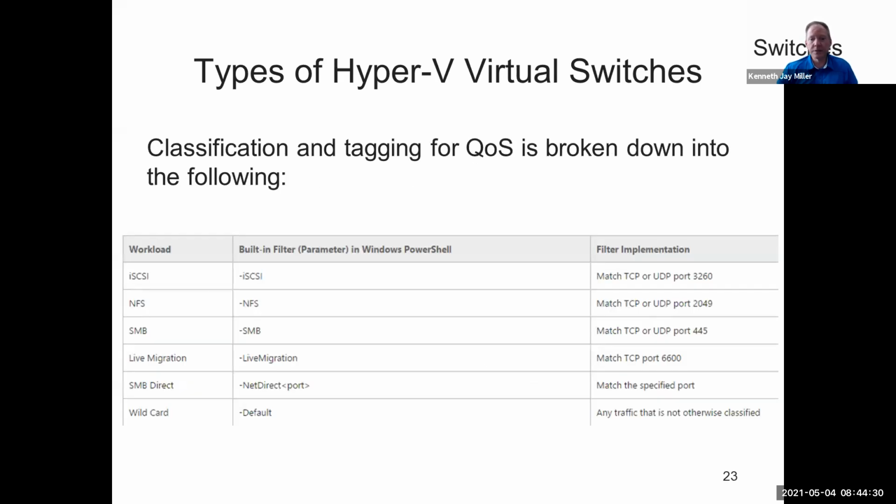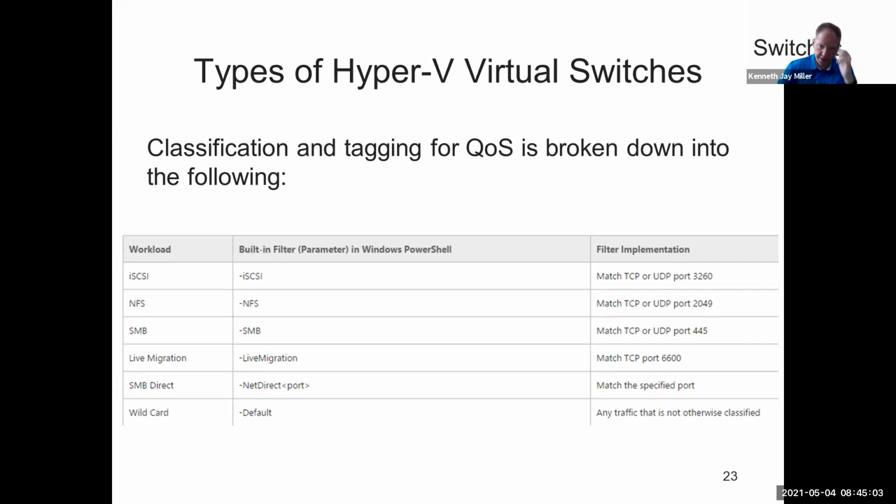Okay, so we can tag certain built-in functions, such as iSCSI, which is one of the transports for our network storage. NFS is another protocol used with our storage. SMB is the protocol that is used with our file shares. Then live migration, SMB Direct, and then a wildcard that we can apply to anything else.